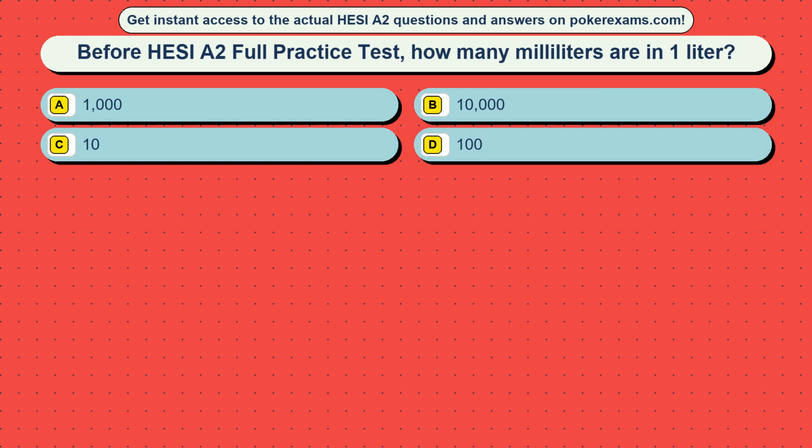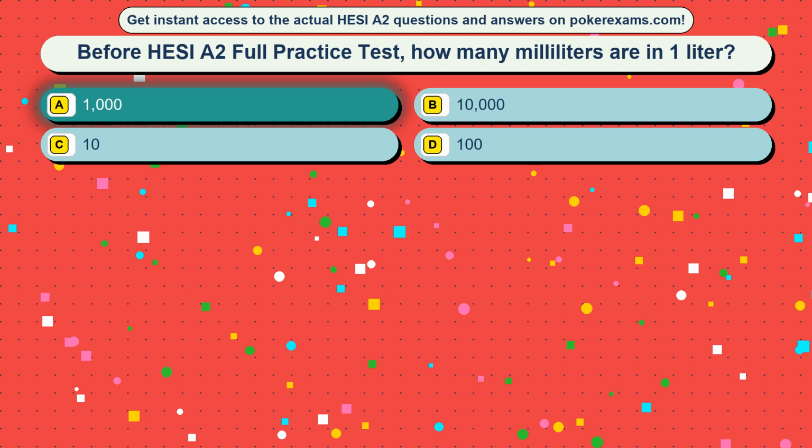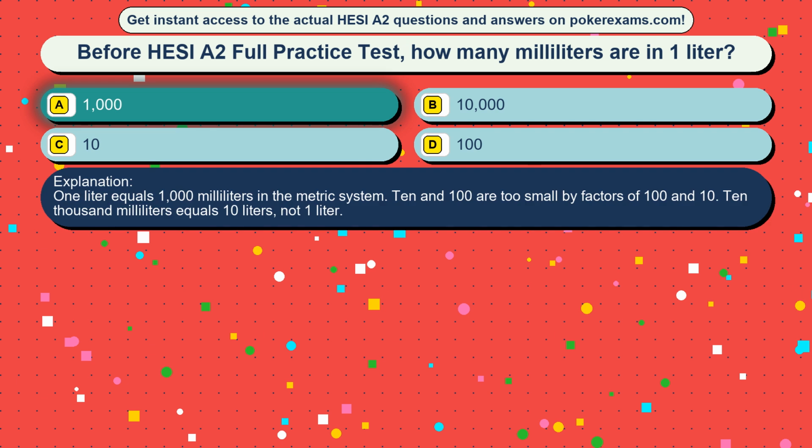Question 35. HESI A2 full practice test, how many milliliters are in 1 liter? Option A. 1000. Option B. 10,000. Option C. 10. Option D. 100. The correct answer is option A. 1000. 1 liter equals 1000 milliliters in the metric system. 10 and 100 are too small by factors of 100 and 10. 10,000 milliliters equals 10 liters, not 1 liter.